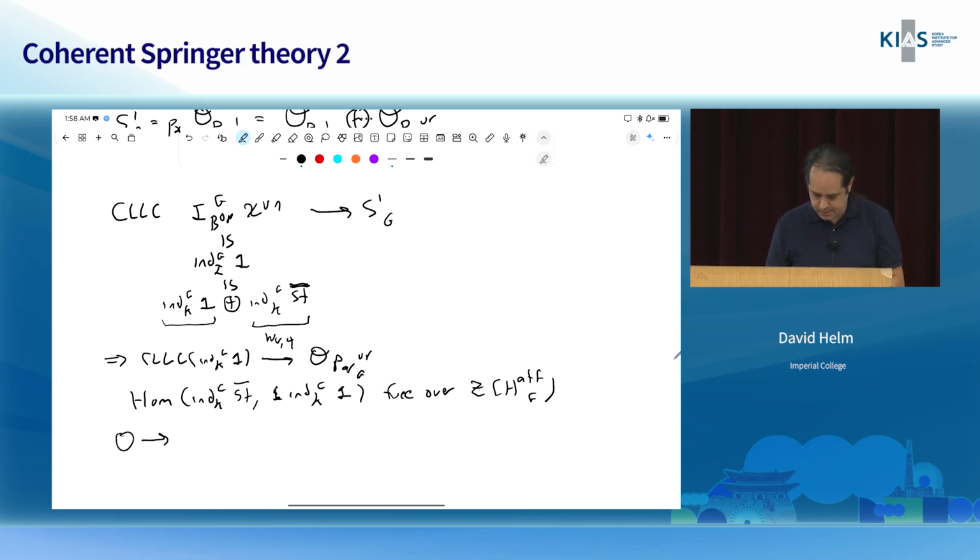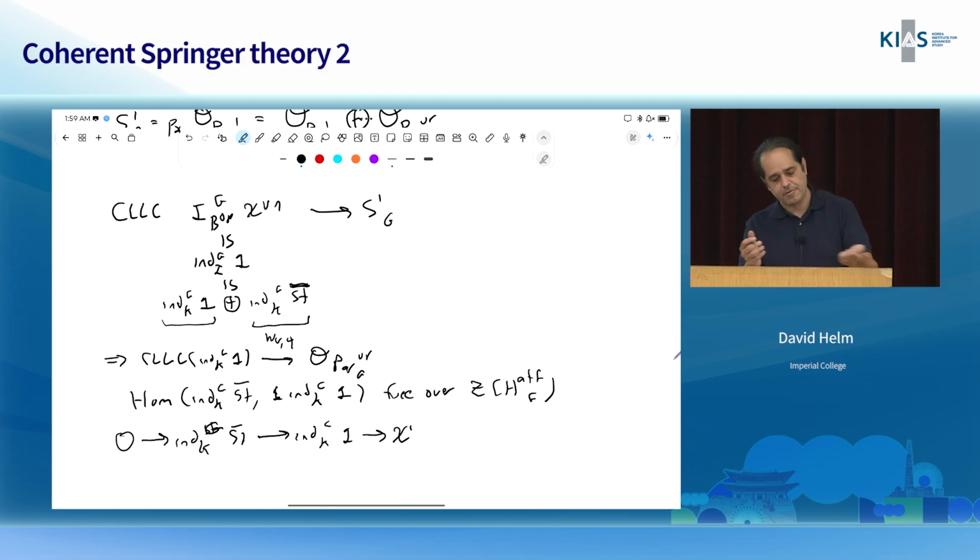And if you choose a map that generates this Hom space over the Bernstein center, from ind_K^G ST bar to ind_K^G 1, so let's choose a map between them that generates it. That map is going to be an injection, and it turns out the cokernel of such a map is the universal character of G. So in other words, you take the universal unramified character of Gm, compose it with the determinant, and that turns out to be the cokernel here.